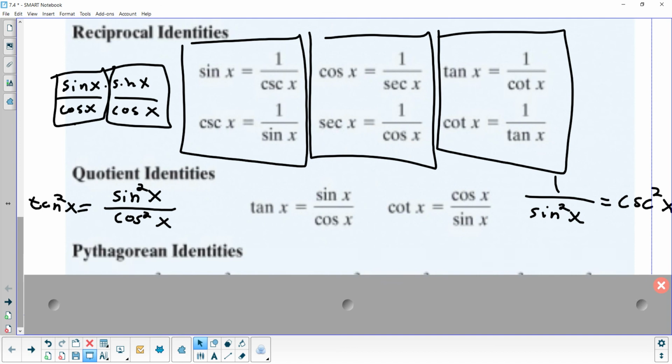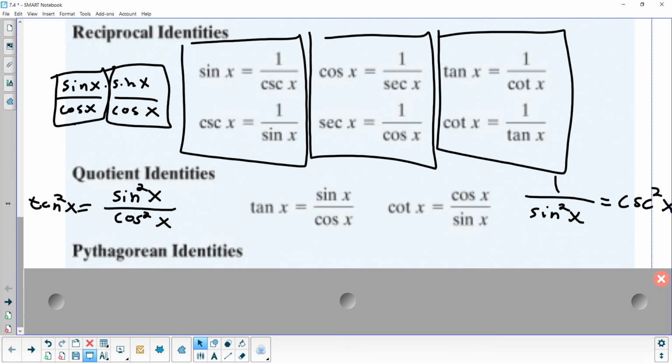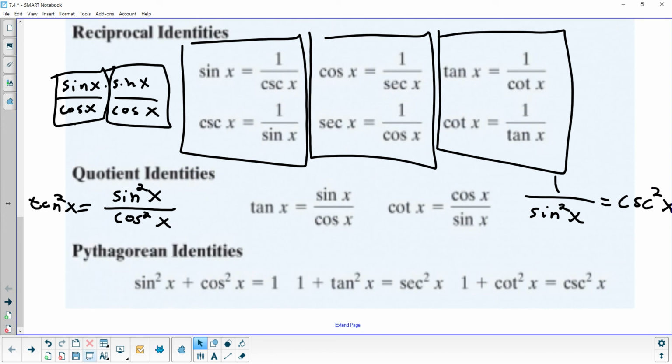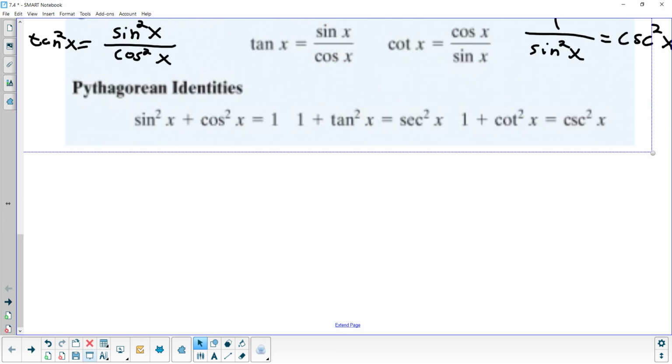And the last group of identities are the Pythagorean ones, and they don't work with higher powers. They only work exactly the way you see them. And there's 3 of them. There's sine squared plus cosine squared equals 1. That's the first one. 1 plus tangent squared equals secant squared. That's the second one. And the third one is 1 plus cotangent squared equals cosecant squared.